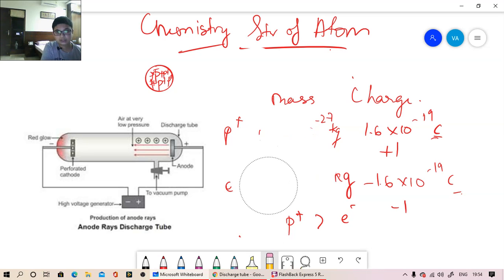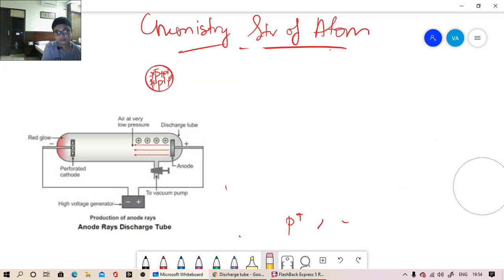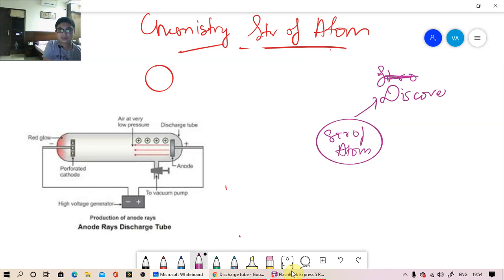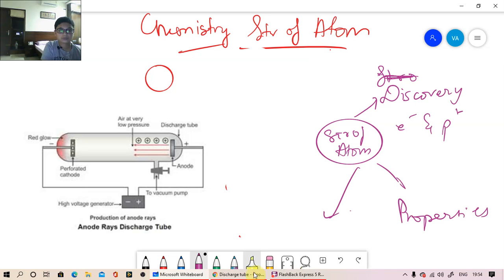So, in today's session, we learnt about the discovery of electrons and protons, properties, and also the anode ray experiment. Those are the experiments, and mass and charge of the atom.